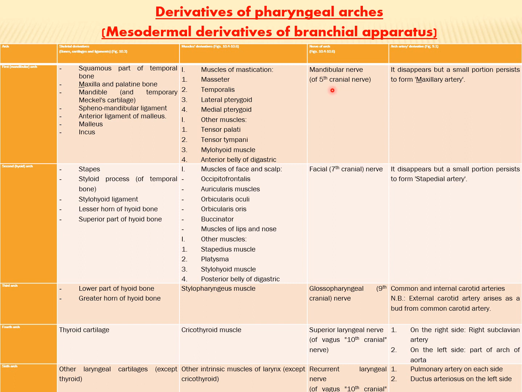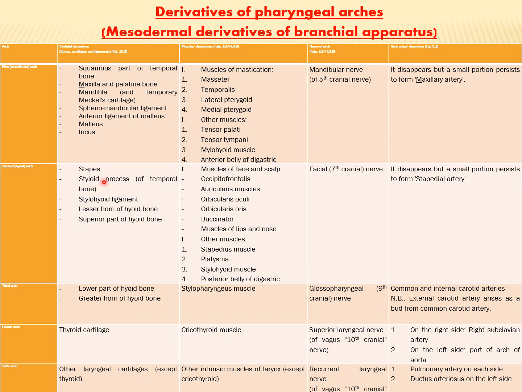Then we come to the aortic arch artery. In the first arch, it is a small artery represented by the maxillary artery. It disappears, but a small portion persists to form the maxillary artery. So we can remember only the maxillary artery as a derivative of the pharyngeal arch artery for the first arch. Then we come to the second arch.